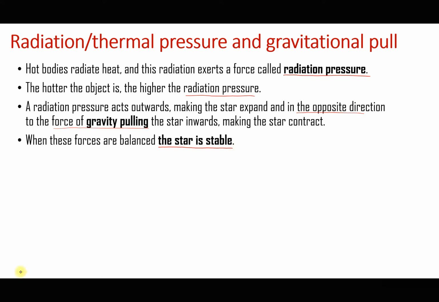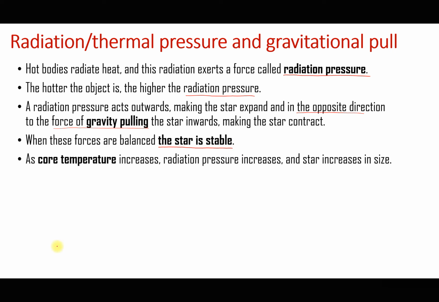I want you to note that as the core temperature increases, radiation pressure increases. The star increases in size, it expands. And if the core temperature decreases, the star shrinks. That's why I said initially we start with collapsing gases into the core, due to the inward gravitational attraction. The gases lose their gravitational potential energy as they gain kinetic energy. The kinetic energy is then transferred to thermal energy at the core.